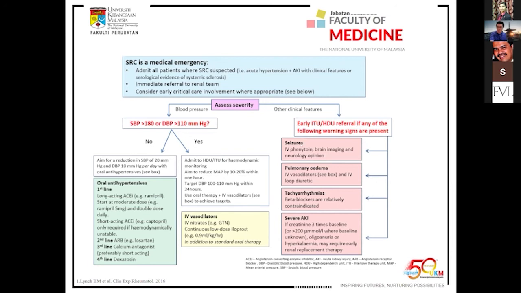If they have seizures, you give anti-epileptics. If they have pulmonary edema, you give diuretics. If, let's say, they present with tachycardia, then you need to refer to the cardiologist because beta blocker is relatively contraindicated. I'll explain why later. If they have AKI or oliguria, then you can refer to us. We can nicely do the job for you.